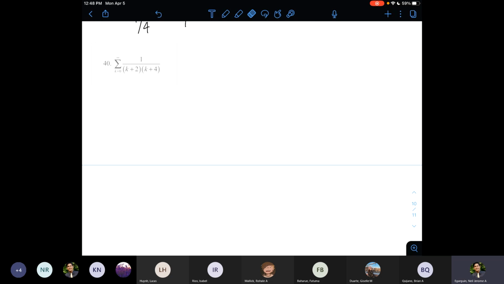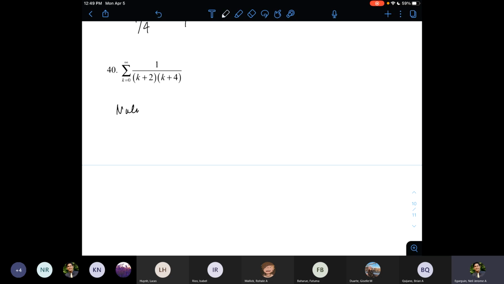Though I might run out of time here, problem 40 will be a telescoping series. And let's see why. Now, I can do partial fraction decomposition here. Partial fraction decomposition will still haunt us here. So maybe I should do it this way.